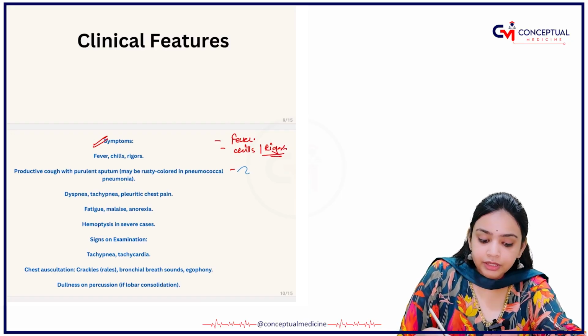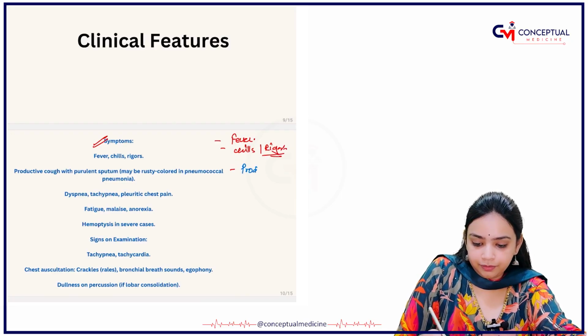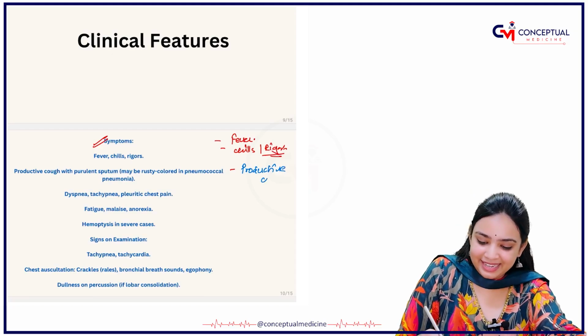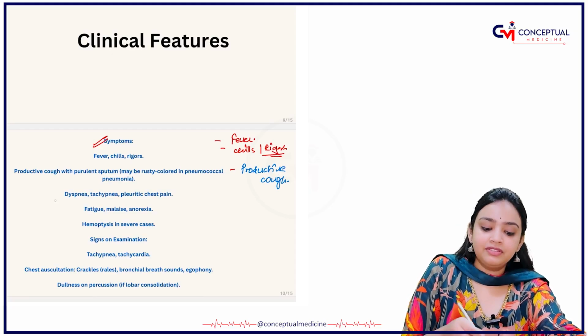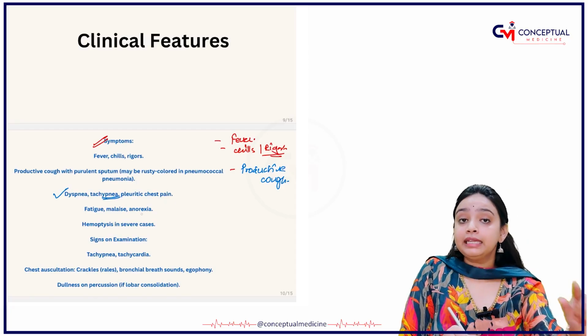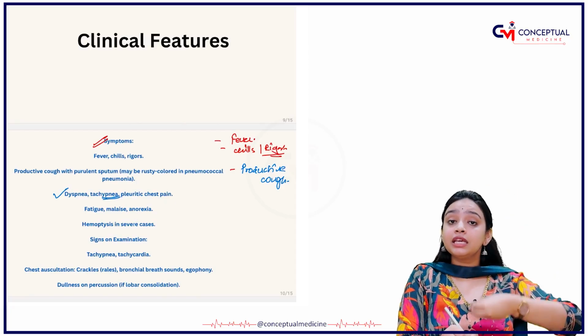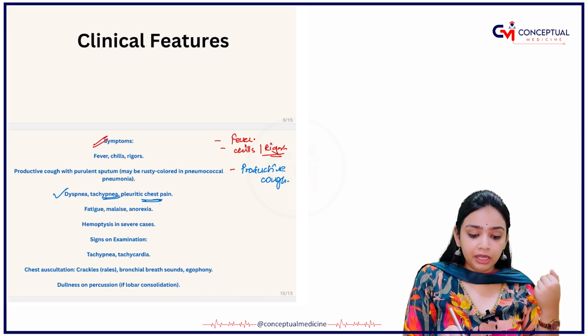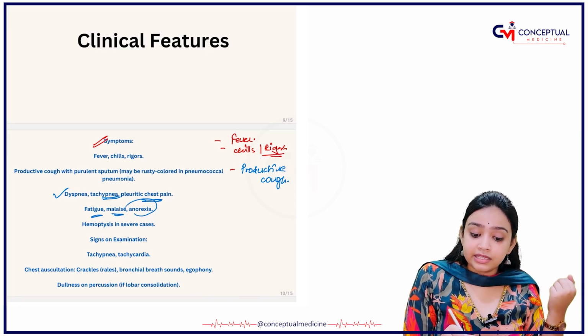How will be the cough? The cough will be productive. Just like the cough, you all should also be productive. There is productive cough. There will be dyspnea, tachypnea, increased inspiration rate, pleuritic chest pain, fatigue, malaise, anorexia.